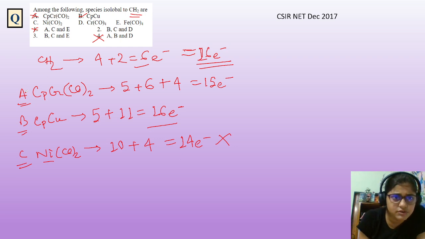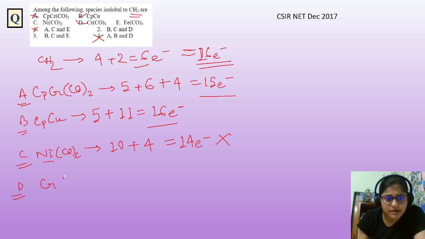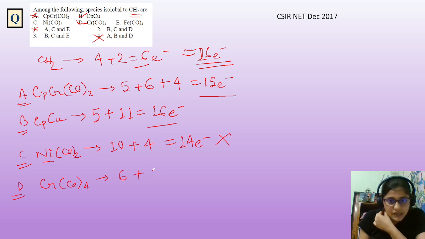And the first option I'm checking again. Cp 5. Cr means this is 6 and 4. So 15, right? So this will not be an option. Let's just see the D option. So D is actually Cr(CO)4. Cr means 6. CO carbonyl, so this will be 8. Okay. This is again 14.